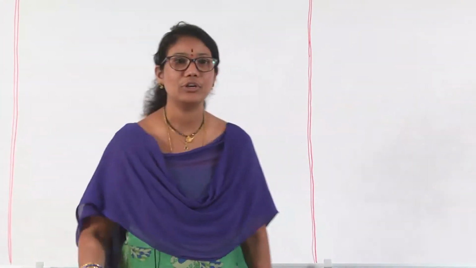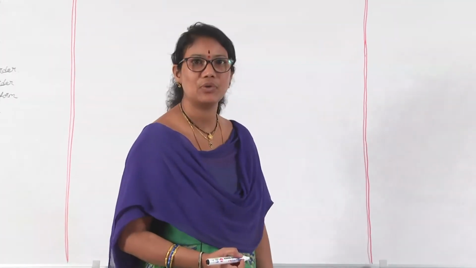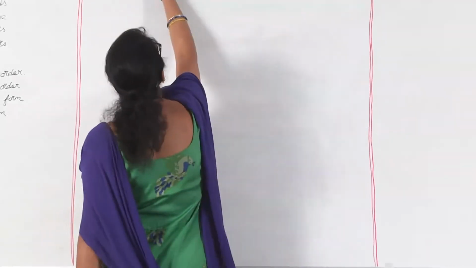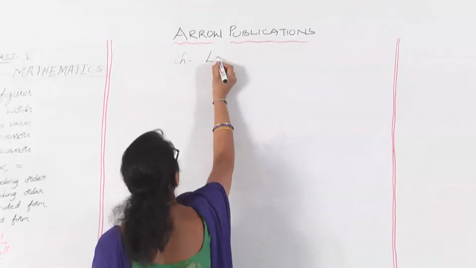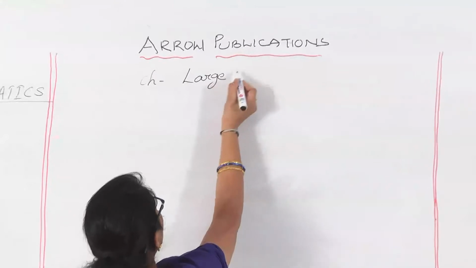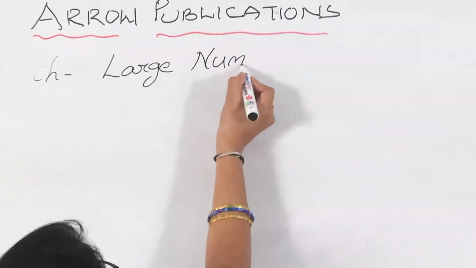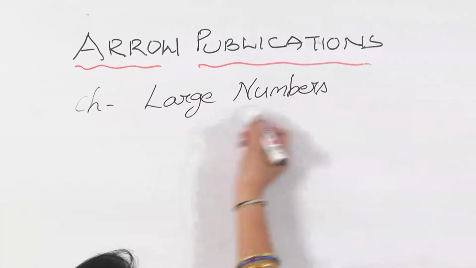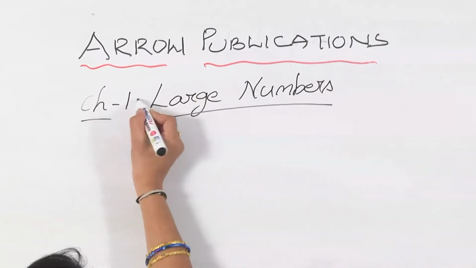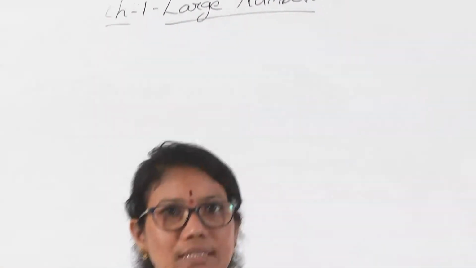So, this is Rajni going to teach mathematics of 5th class from Arrow Publications Mathematics Maths World. In this class we are going to discuss chapter 1, large numbers.